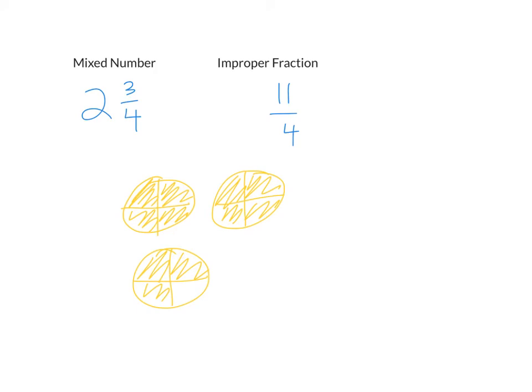We have 2 whole slices of pizza and 3 out of 4 pizza slices left. Here's the mixed number. Here's the improper fraction, and they're one and the same. Let's break this down even more to help us understand. A mixed number or mixed fraction and an improper fraction are interchangeable. You can always use either or. 2 3/4 is always going to be the same as 11 over 4.